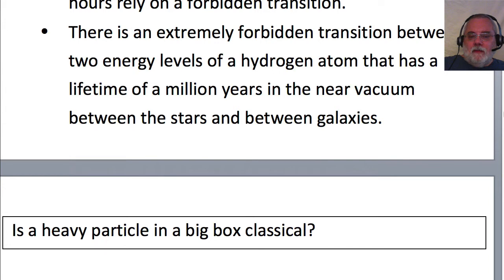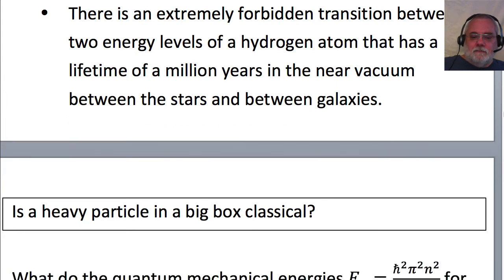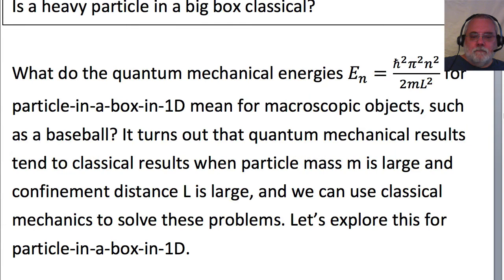Now, is a heavy enough particle in a big enough box classical? And it is. Let's see that. What do the quantum mechanical energies for particle in a box mean for macroscopic objects such as a baseball? It turns out that quantum mechanical results tend to classical results when particle mass m is large enough, and confinement distance L is large enough.